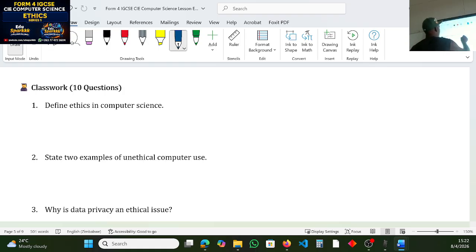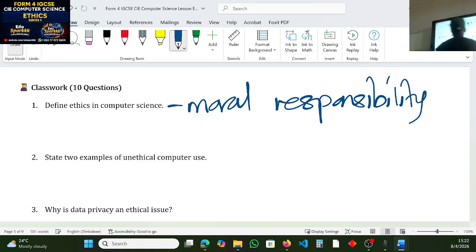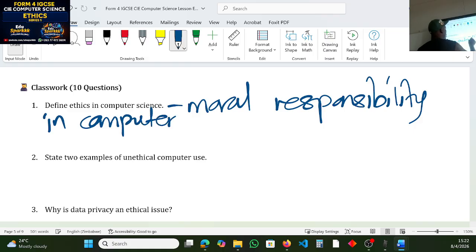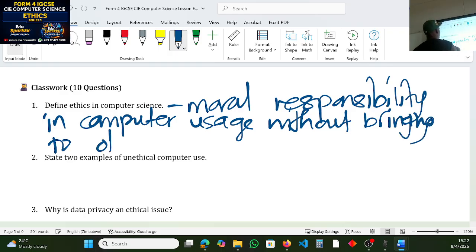So we are saying it has to do with moral responsibility in computer usage without bringing harm to others.